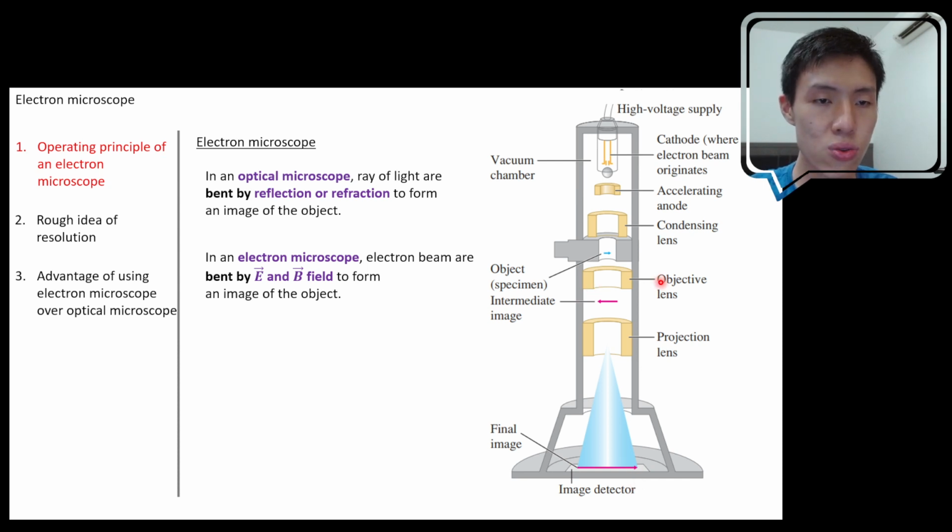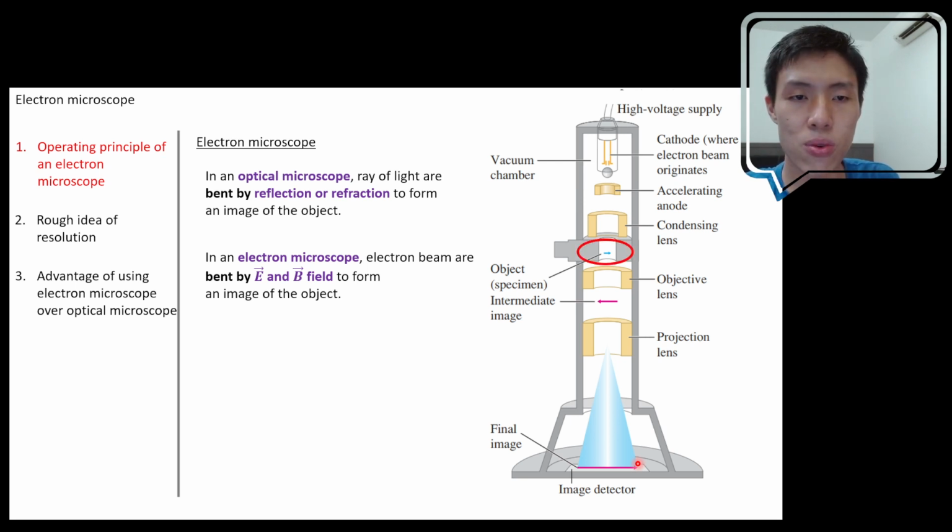One thing you need to be careful about is that this objective lens and this projection lens here are not the glass lenses that we're usually used to. We call them lenses, but they are actually places where there are electric and magnetic fields. We place electric and magnetic fields here to control the direction of motion of the electrons after they pass through the specimen. From there, we direct the electrons to fall onto a detector to form a magnified image. So it runs on a similar idea to the light microscope, but the mechanism behind it is different.